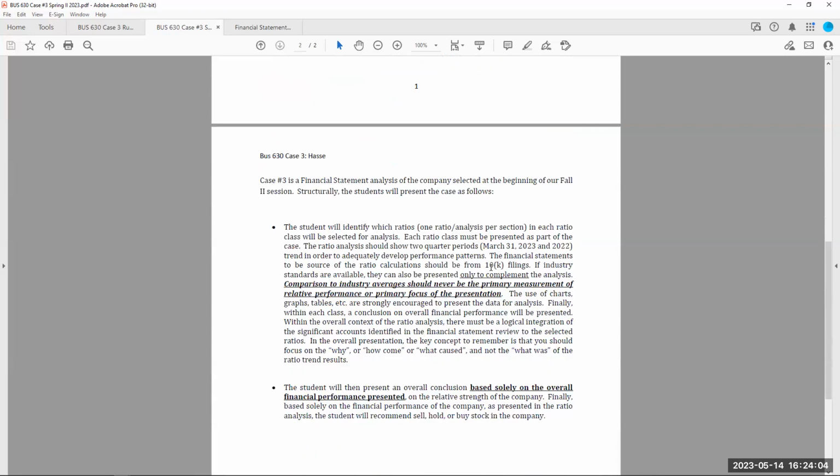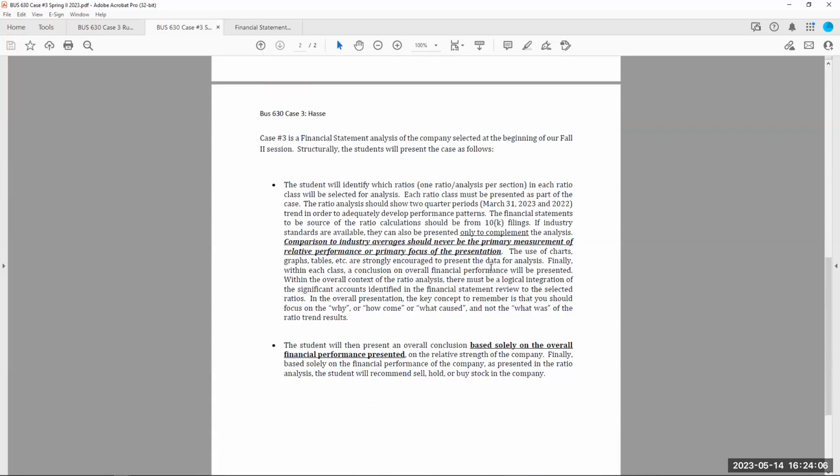Then it goes on to page 2 of the case. Excuse me, there's a typo there. It says case number 3 is a financial statement analysis of the company selected at the beginning of our fall 2 session. That should be the spring 2 session. So I'll fix that after our video today.